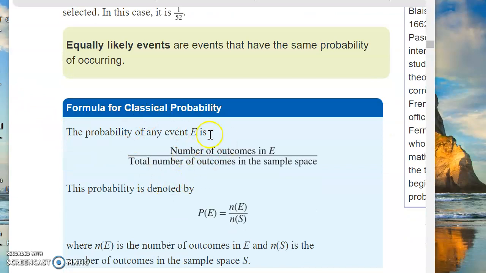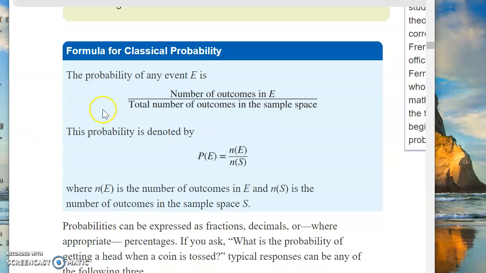Now, the probability of any event is the number of outcomes in this set E. So this is where we need to be very clear on the language. An event is a set of outcomes, okay? So the set of outcomes, how many outcomes are in that set E? Okay, so this is an event, E, so it's a set of outcomes. How many of them are there? So we'll see an example here in just a second.